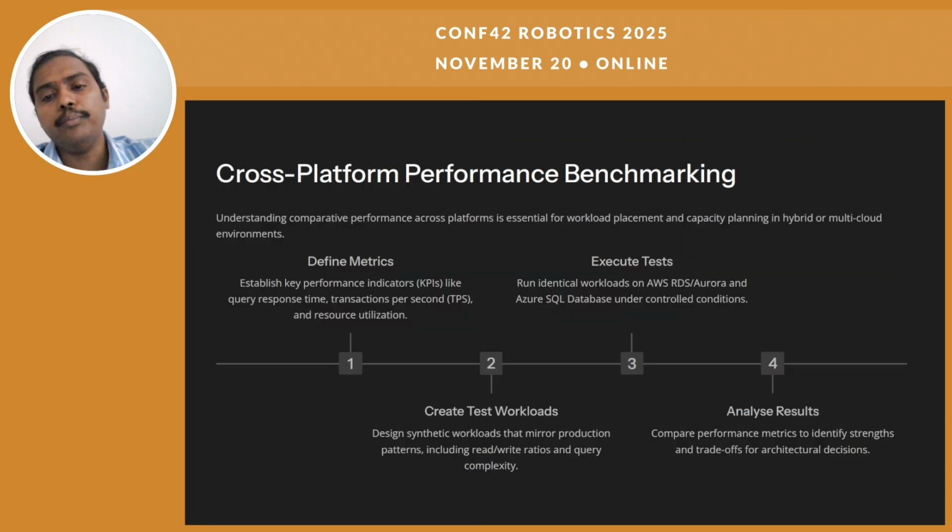Cross-platform benchmarks. Comparing AWS and Azure performance through standardized benchmarks helps to determine optimal workload placement. Testing with KPIs like query response time and TPS gives clarity on trade-offs.